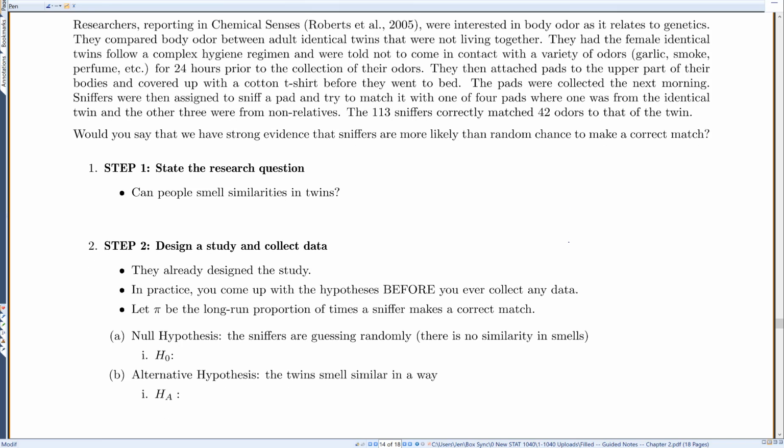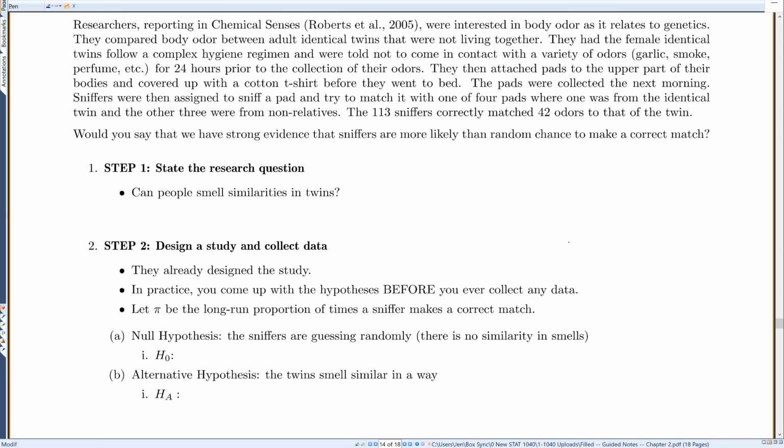So they already designed the study, they already collected the data too. But in practice, the researchers are going to come up with hypotheses before they ever collect any data. Okay. And we'll let pi be that long run proportion of times that a sniffer makes a correct match. So the null hypothesis is that the sniffers are just guessing randomly. So there's no similarities in smells, the genetics has nothing to do with the body odor, okay, just randomly guessing.